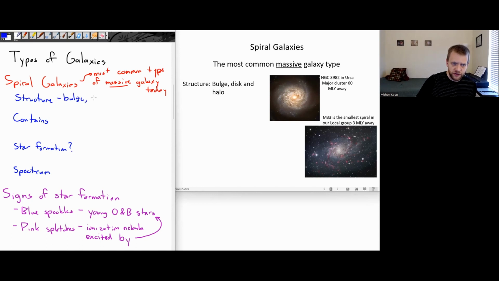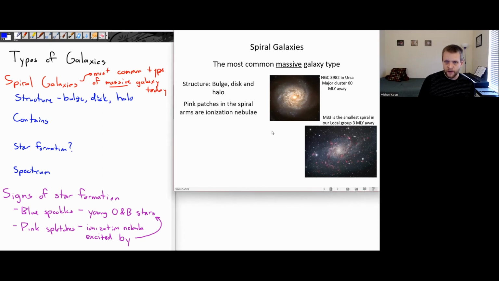So again, this is fairly easily identified in images. If you see some of these spiraling disks, that's going to be the most direct way of identifying that we're working with a spiral galaxy. What do these contain? Well, we're going to see some signs of star formation. So I just want to quickly reiterate what we've talked about earlier about signs of star formation.